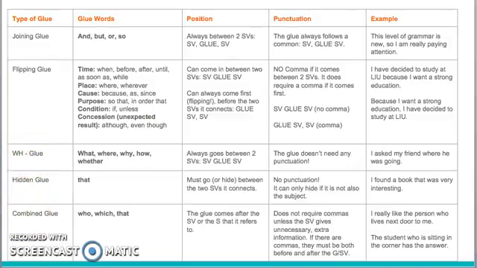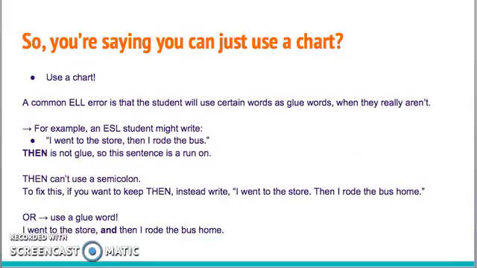So here's a chart that has the different types of glue: joining, flipping, WH, hidden, and combined. And the chart shows the actual words that are the glue words, their position within a sentence, their punctuation, and an example. So I'm not going to go over that because it's a lot to get into, but know that this is a chart that can be memorized in order to understand what the words are, their position, and their punctuation. So yes, I'm saying you can use a chart. A common ELL error is that the student will use certain words as glue words when they really aren't, which is why you should use a chart and memorize them.